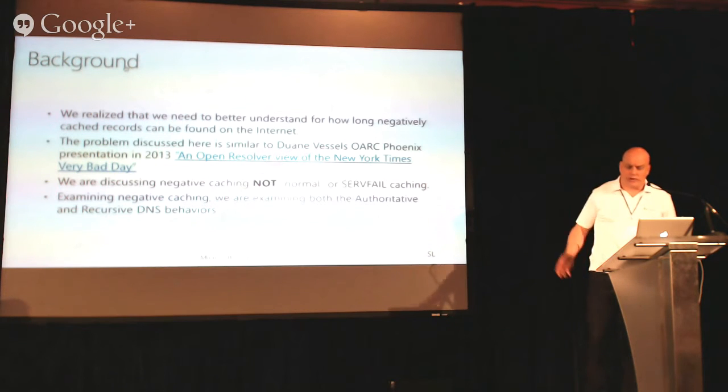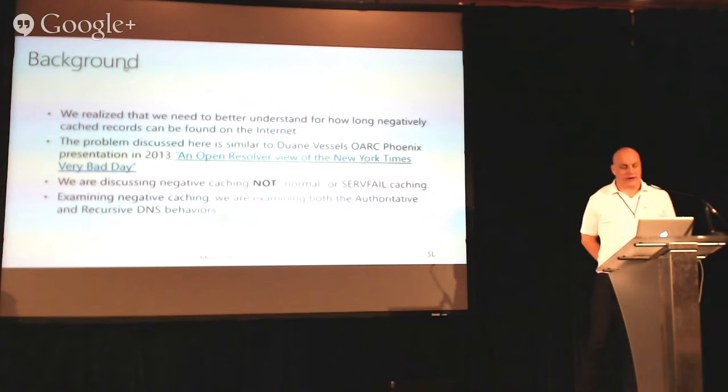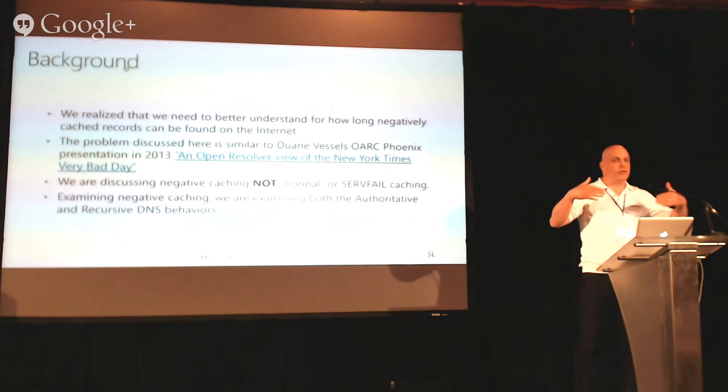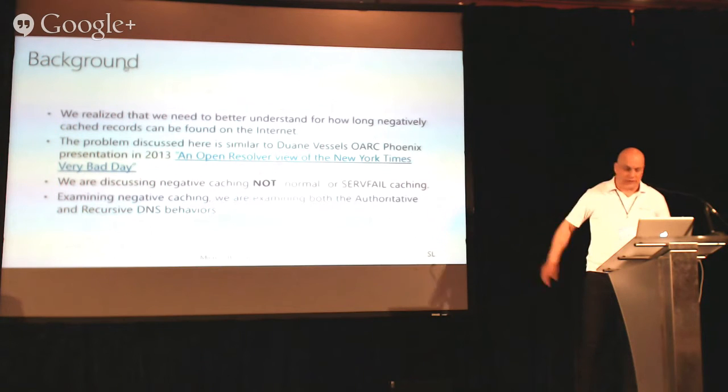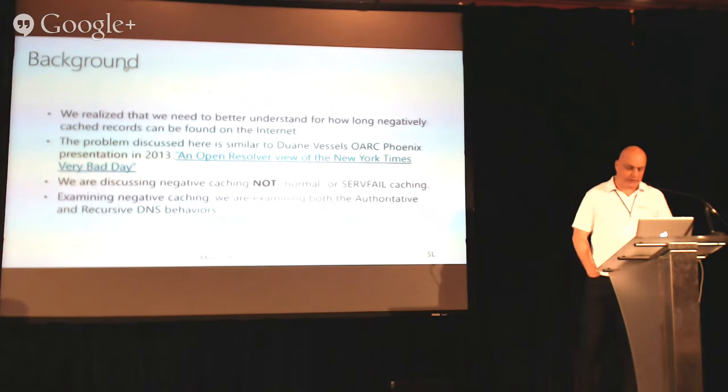Similar to Dwayne Wessels, and I think I misspelled your last name there, sorry for that, you had a similar presentation in Phoenix at OARC about 2 years ago. An open resolver's view of the New York Times, very bad day. So the New York Times had more of a positive cache issue, where some hacker went into the registry and changed their DNS servers, and then they changed it back, and it took a while for the internet to time out. And Dwayne did a nice presentation with a lot of graphs. We're not going to have as many graphs today, but it's similar.